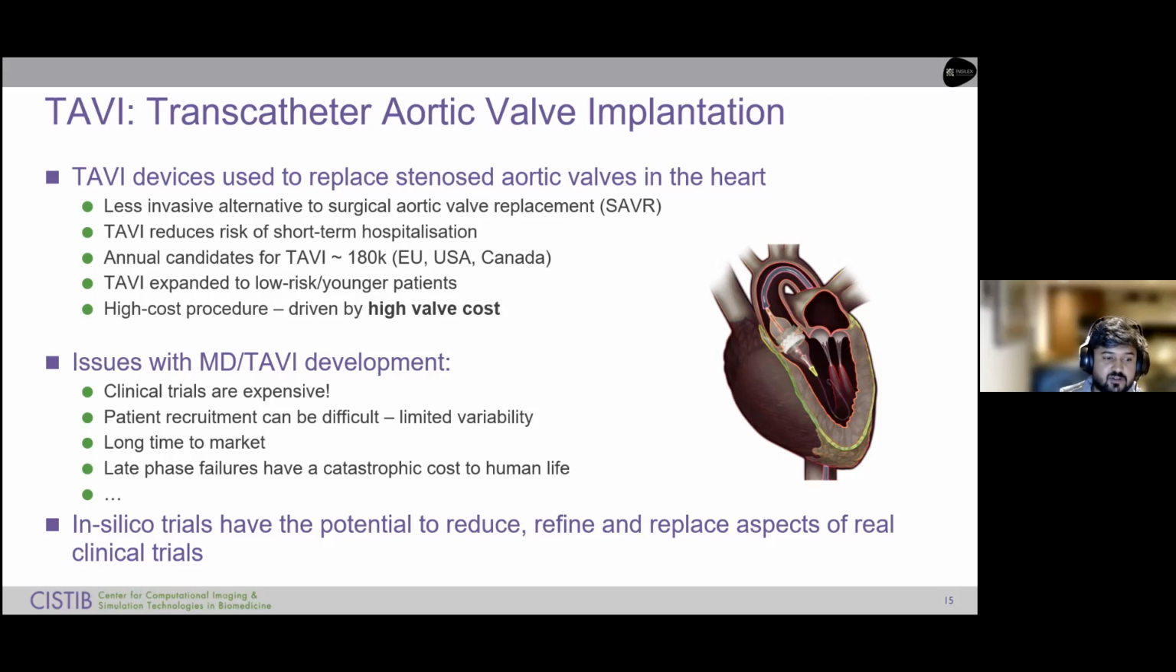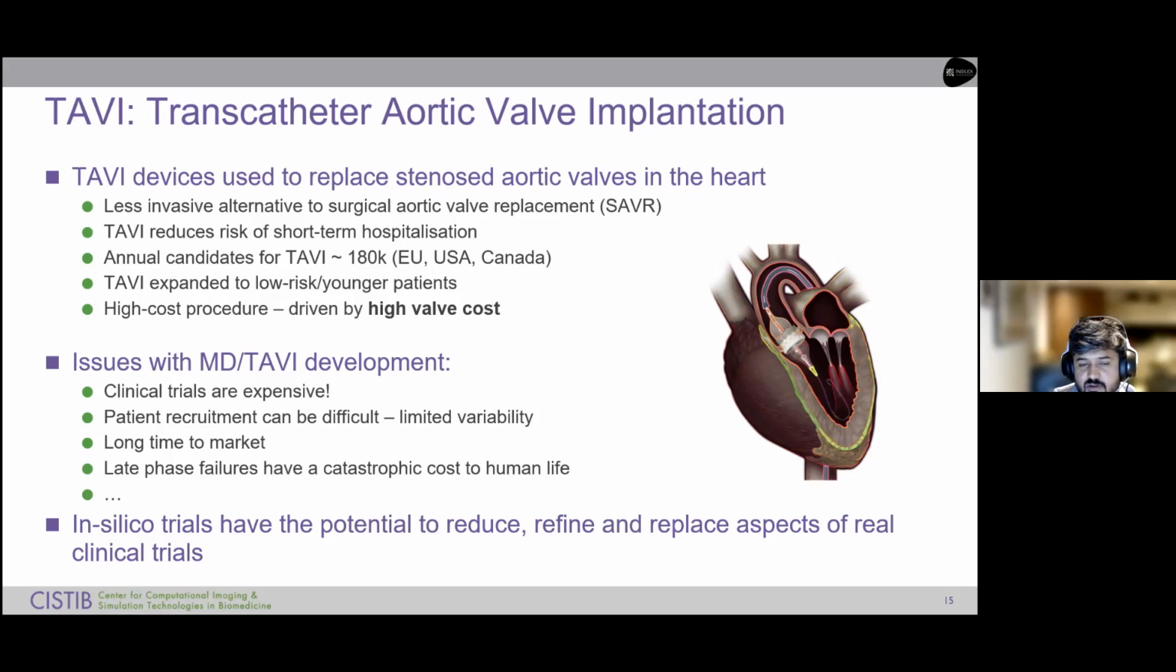TAVI has found quite an increased amount of use in recent years because in terms of patient risk, it's less invasive than, let's say, a full surgical aortic valve repair. Certain studies have demonstrated that short-term hospitalization following treatment with TAVI devices is lower compared to full surgical repair. And in general, there's quite a lot of candidates who unfortunately need to undergo TAVI operations annually.